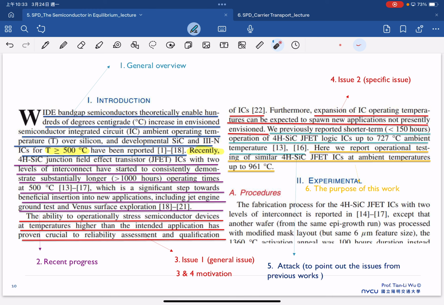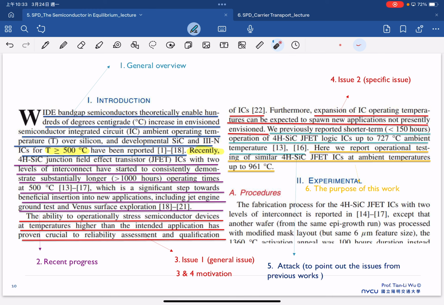For example, the jet engine inside the airplane, or the ground test, or for example Venus surface exploration. So that's exploration of another planet in space. That's also the second one. It's also some of the reviews that happened more recently, to showcase that it's a very old research topic that everyone knows, but recently we still have some new literature focusing on this field.